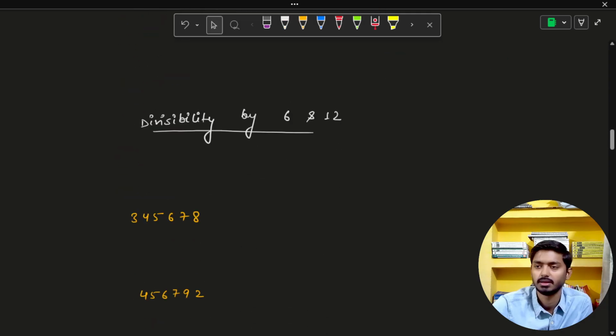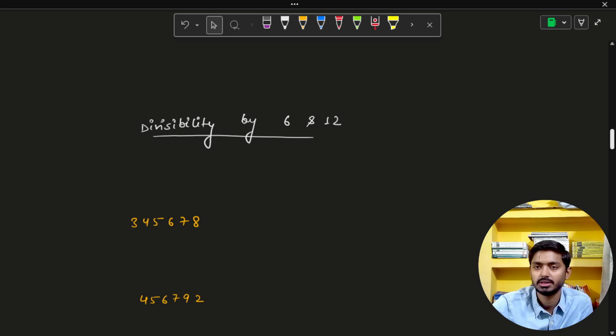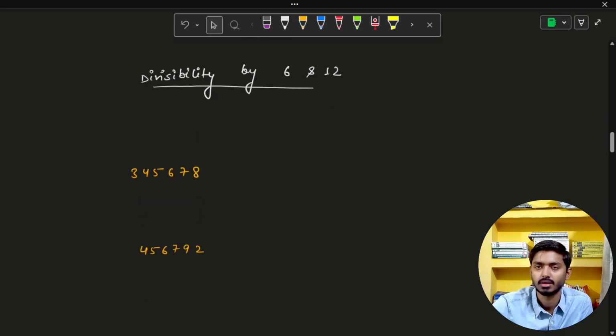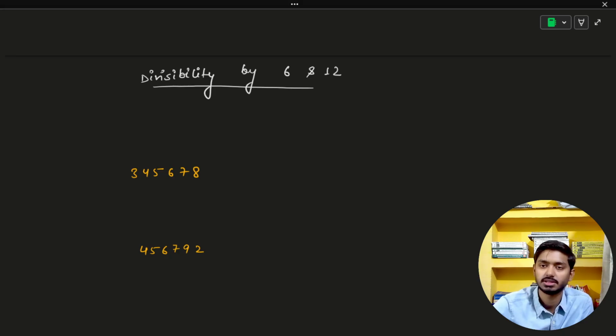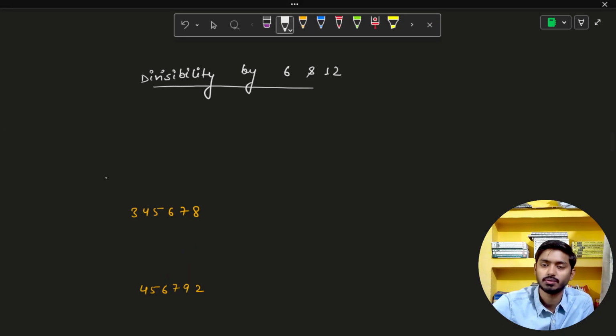All right. Next, divisibility by 6 and 12. In order to test divisibility by 6 and 12, first of all, prime factorize this to get 2 times 3, and prime factorize this to get 4 times 3. Now we'll have to apply two different divisibility rules in order to check if it is divisible by 6 or not. Let's check for the divisibility of 6 and 12 over here.